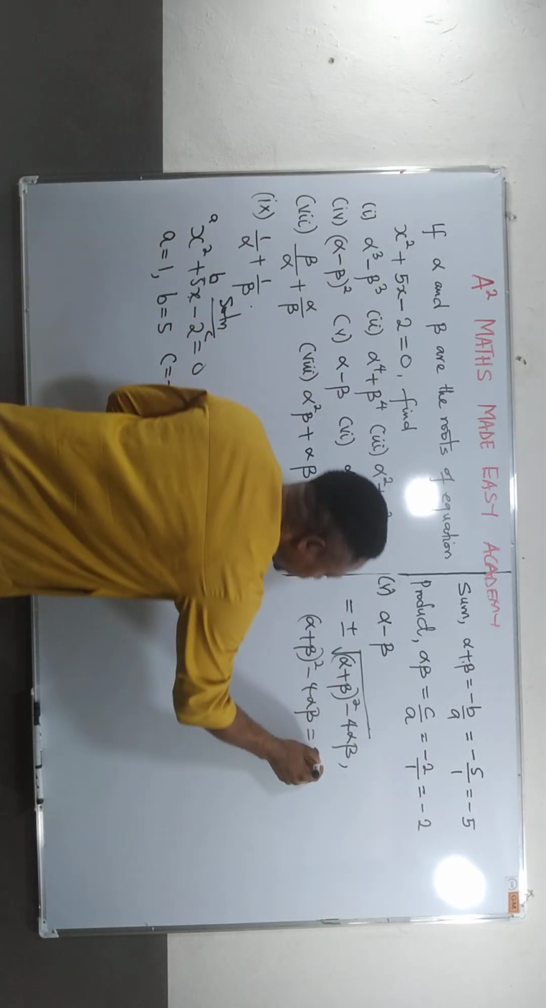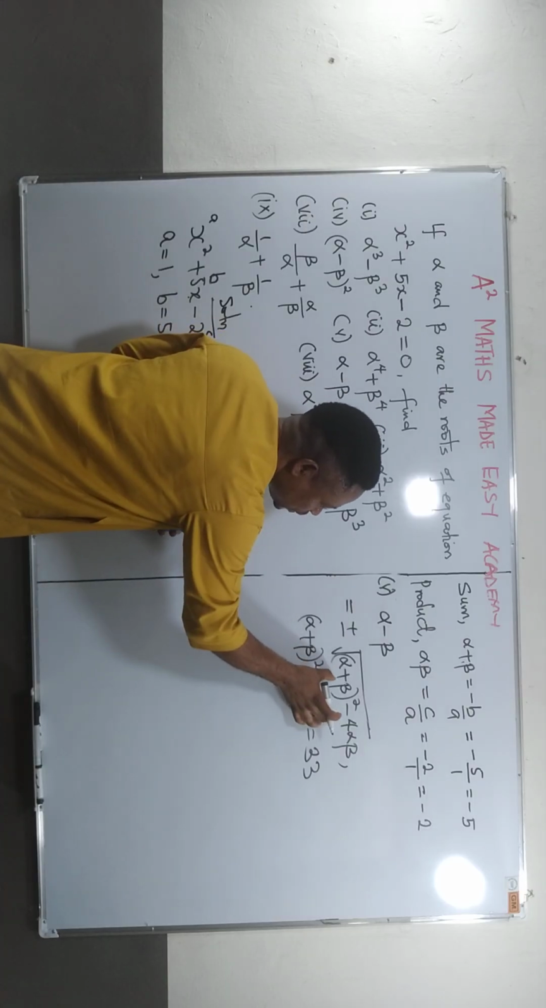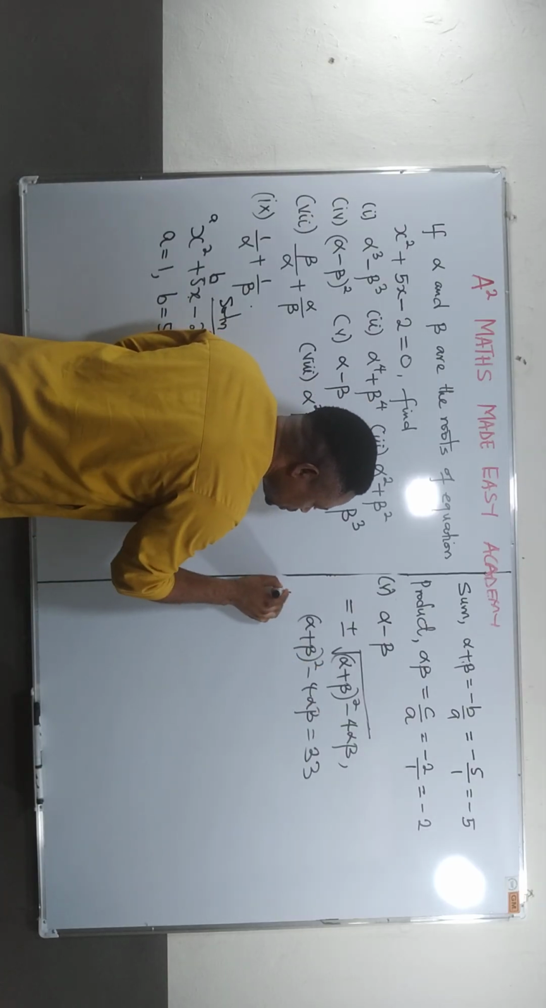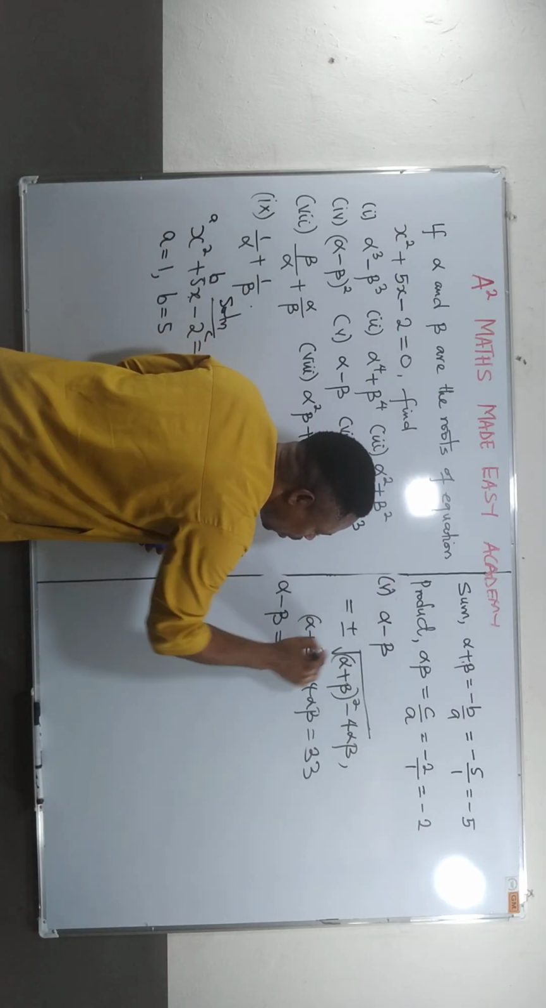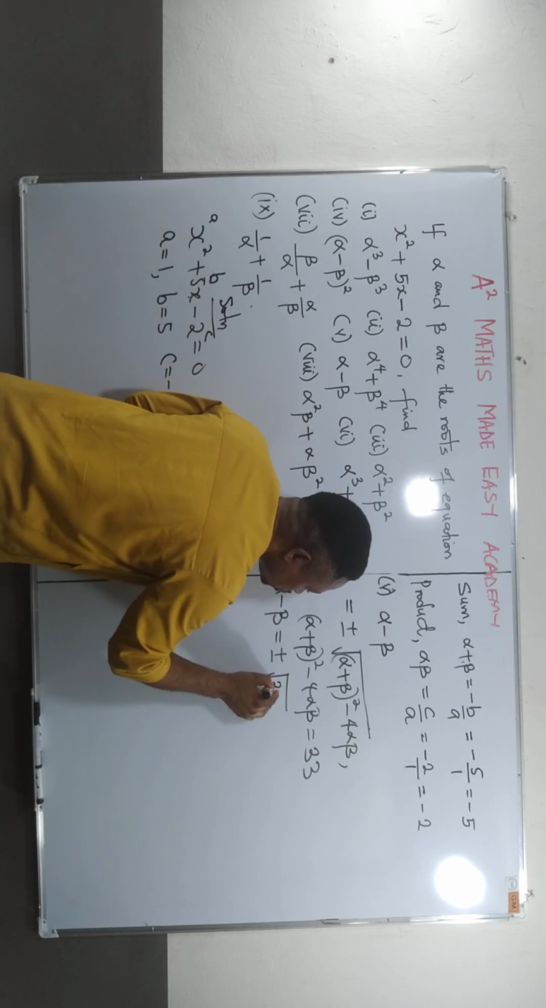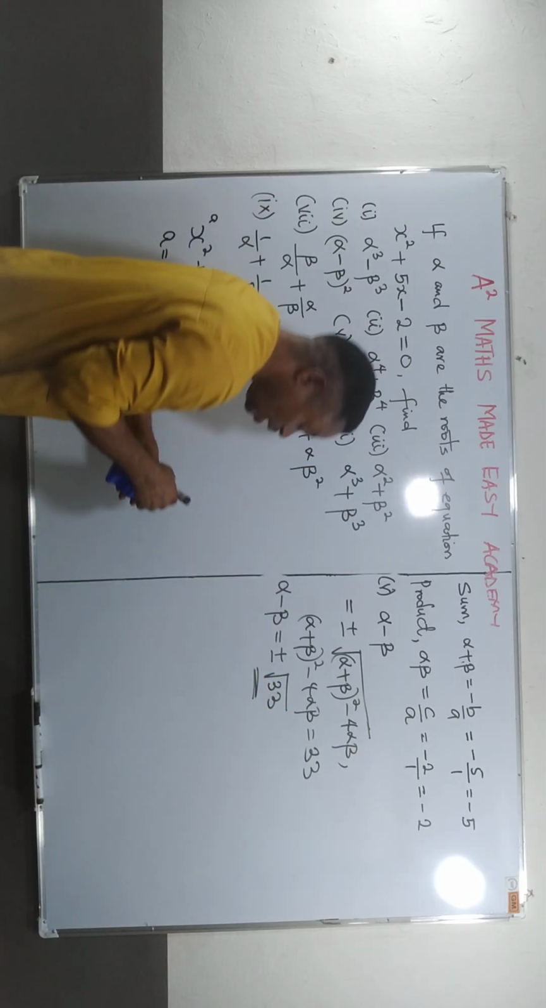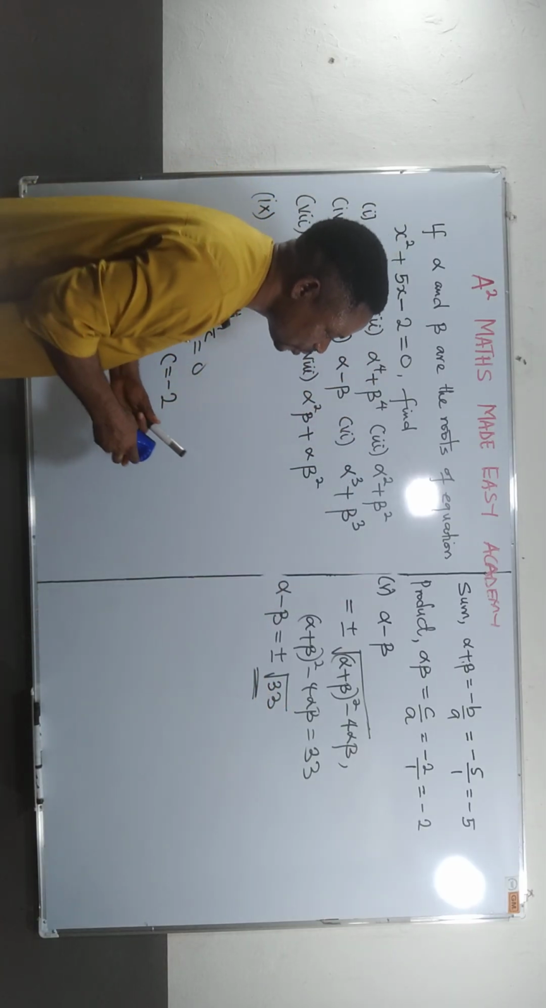33. All I'm going to do is to remove this and introduce 33, so that we say finally alpha minus beta is now plus or minus square root of 33. And that is the final answer. So we are done with number 5.